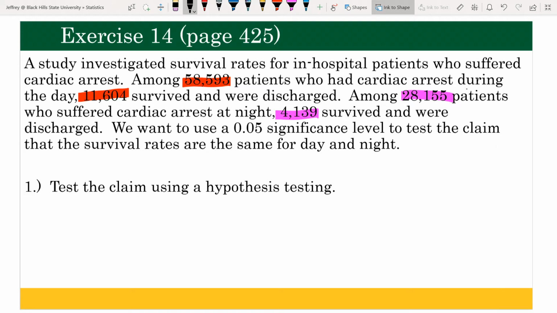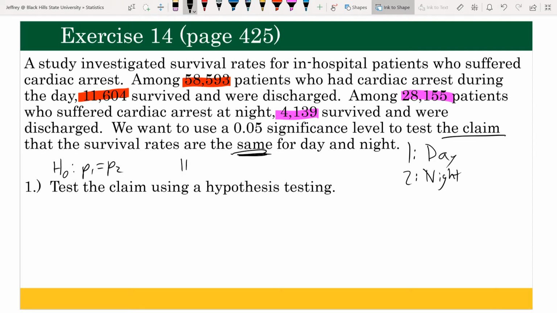Notice that in this case, the claim is that they are the same. So this is actually the null hypothesis. Our null hypothesis is saying that P1 equals P2. Now I should probably specify what P1 and P2 are, or in fact just what 1 and 2 represent. So I'm going to assume that 1 represents the survival rate for those that had a cardiac arrest in the day, and 2 is going to represent those that had it at night.